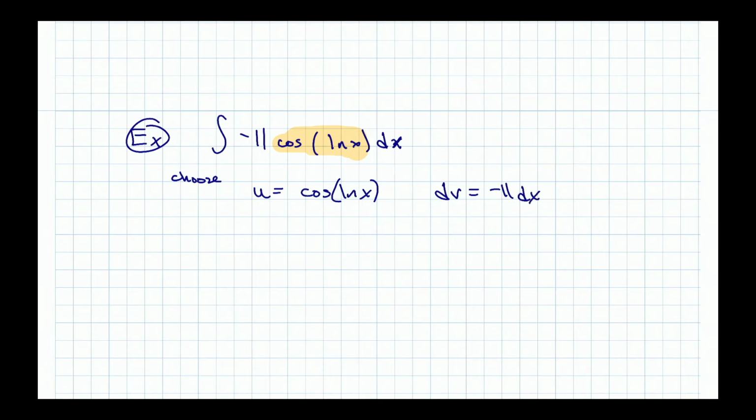Probably does not matter where you put that 11. Like it could have been over here. Doesn't really matter. All right. So you pick that because you don't really have a choice. So remember what to do. Derivative over here.